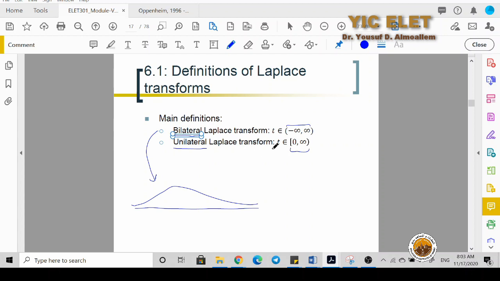But the unilateral will be defined either from 0 to infinity, or otherwise from minus infinity to 0 only. This will be almost 0.